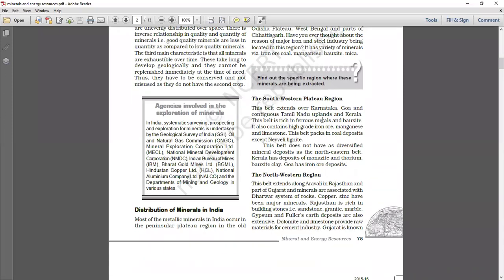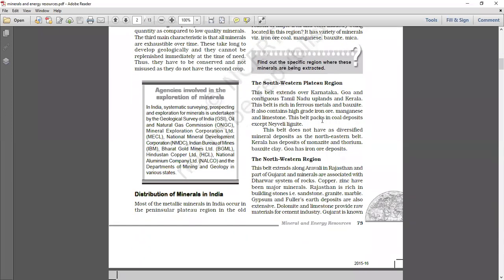Okay, now the next one is the southwestern plateau region. Let's first talk about its extension. This belt extends over Karnataka, Goa, contiguous Tamil Nadu uplands and Kerala. So this is your southwestern plateau region. Ferrous metal and bauxite are concentrated here, with high grade iron ore. Which is the high grade iron ore?